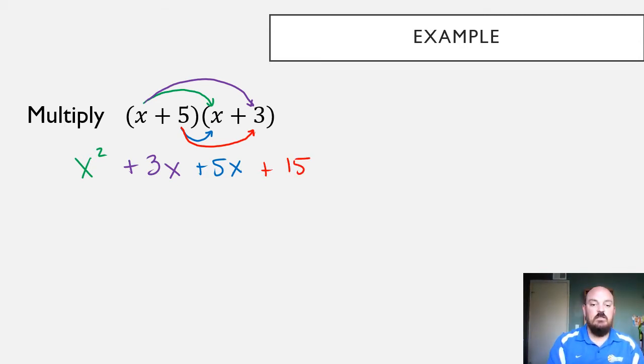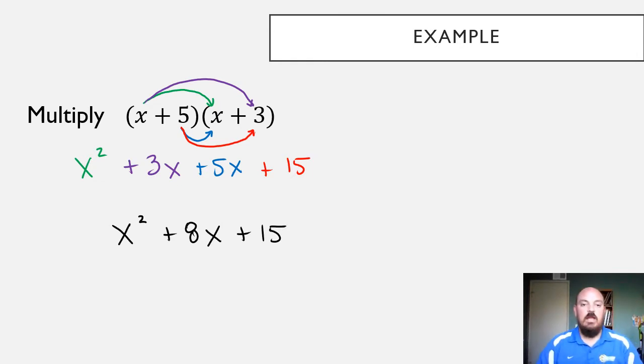So for my final answer, I would leave the x squared, combine my like terms in the middle. 3x plus 5x equals 8x, and then leave the 15. All right, so that was an example of what we did last unit and also what we reviewed yesterday.